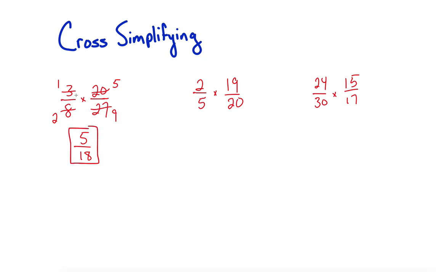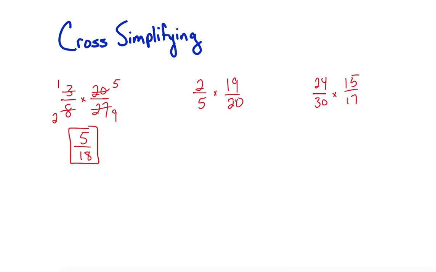Now again, if I did 3 times 20 and 8 times 27, eventually, after doing some reducing, I'd wind up with this 5/18. Alright, next example here, I have 2 over 5 times 19 over 20. Now right off the bat, if you know your facts, you'd recognize that 5 and 19, the only common factor they share is 1, and we're never going to reduce by 1. We're never going to simplify by 1.